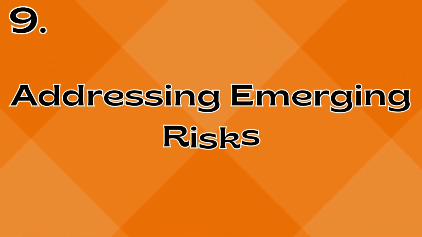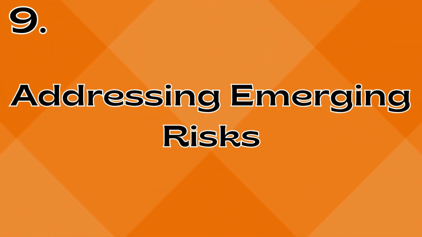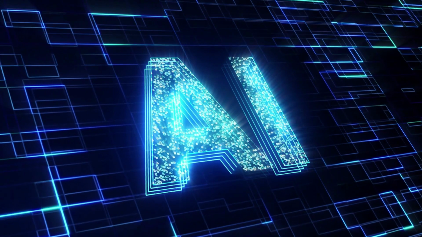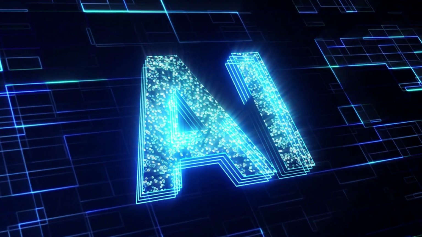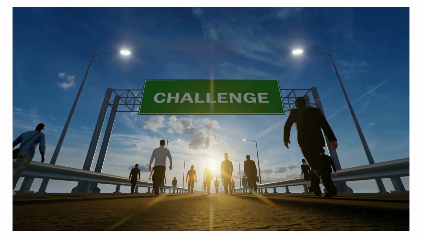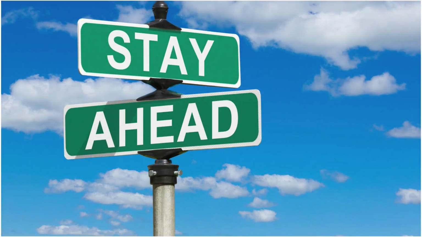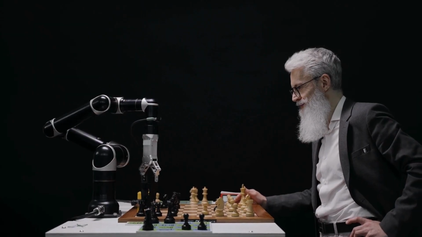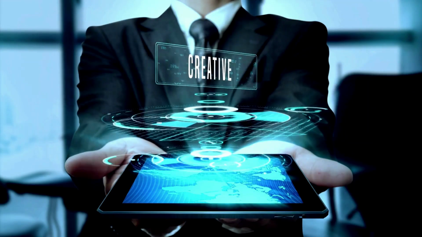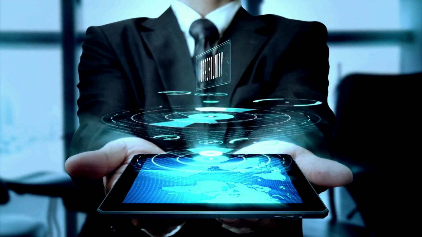Number 9. Addressing emerging risks. Environments and technologies evolve, bringing new challenges to the workplace. Hazard identification helps in staying ahead of these changes, ensuring that emerging risks are identified and managed promptly.